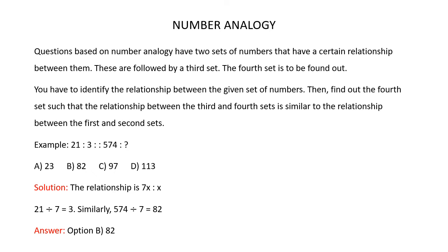For example, if 21 is to 3, then 574 is to what? Here you are given 4 answer options and you have to select which of these answer options is the correct one. So first find the relationship between the first and second set of numbers. Here when you observe the first and second terms, you will see that the relationship is 7x is to x. That is, when you divide 21 by 7, you will get the second term 3. Similarly, divide 574 by 7 to get 82, which is the fourth term. So the correct answer is option B, 82.